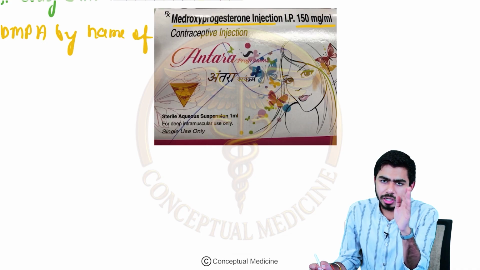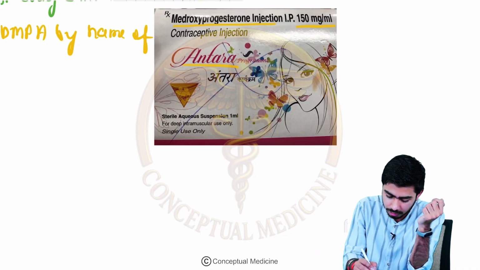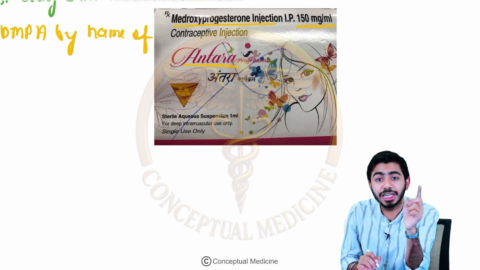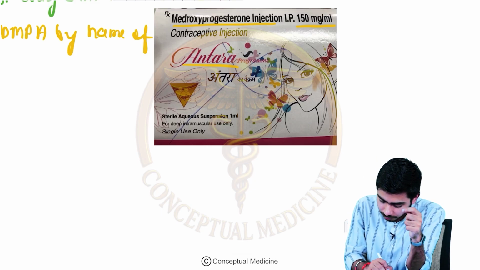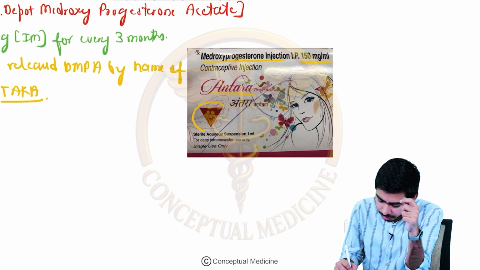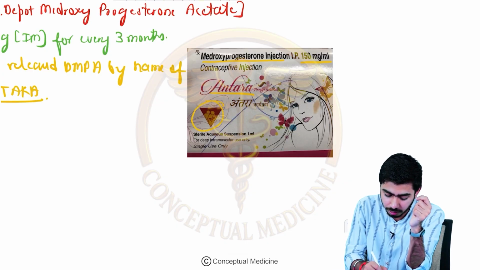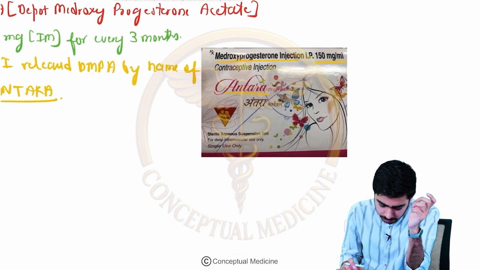It is given intramuscularly every 3 months, every 90 days. So this is the Antara over here. This is the contraceptive injectable, the injectable contraceptive. Once you have understood this, it comes under the National Family Planning Program. This is the logo of the National Family Planning Program. We'll be talking about that in the next chapter.